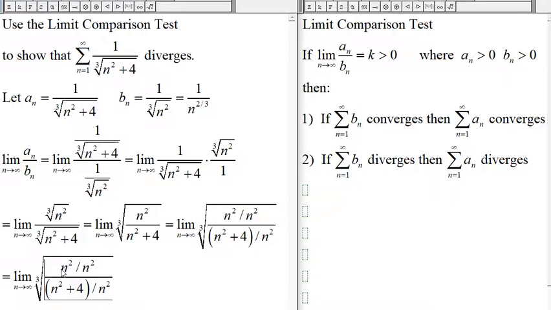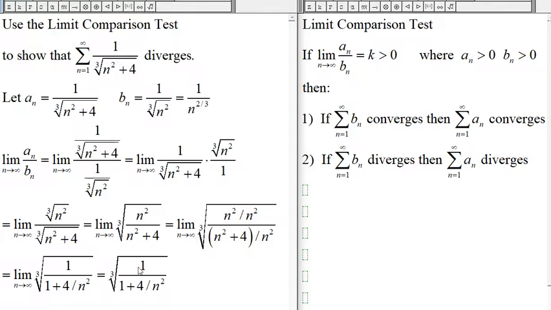And n squared divided by n squared is just 1. And then we have 4 divided by n squared. This will be 1, and then as n approaches infinity, this will go to 0. So the inside here would be 1 divided by 1, which is 1, and then the third root of 1 is just 1.